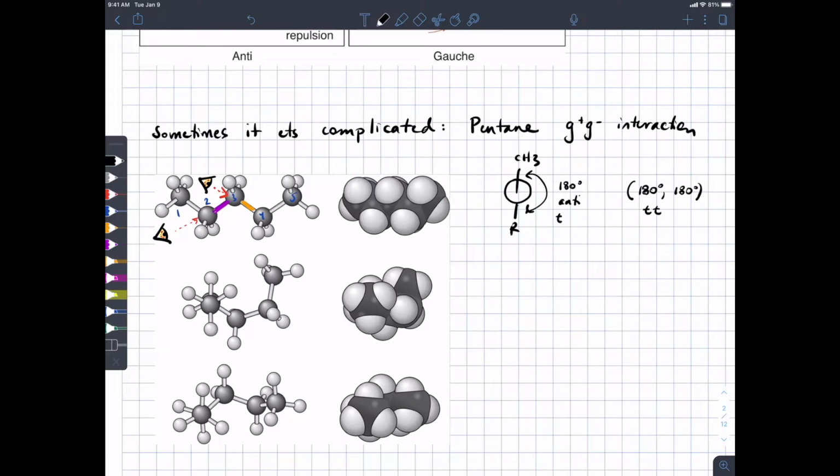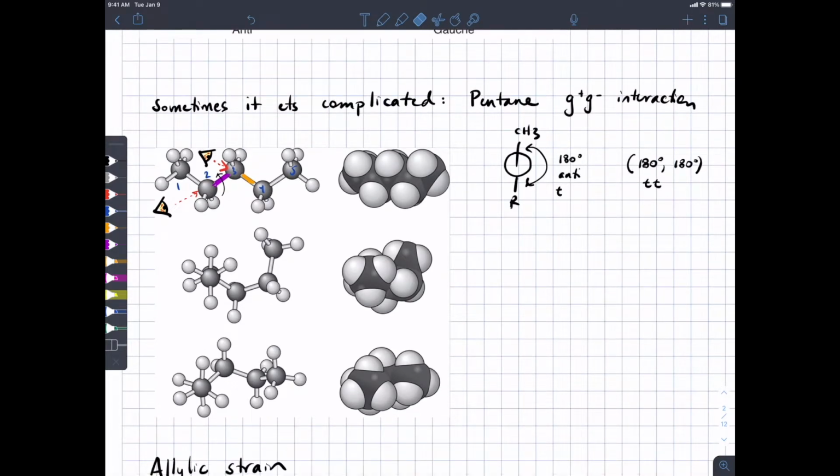One that isn't shown for you here is gauche trans or trans gauche, they'd be equivalent. That would involve rotating around this bond so that this methyl group was gauche to this group, which they're not showing for you there.